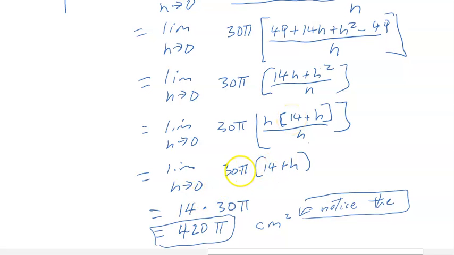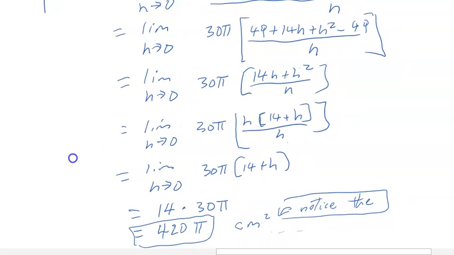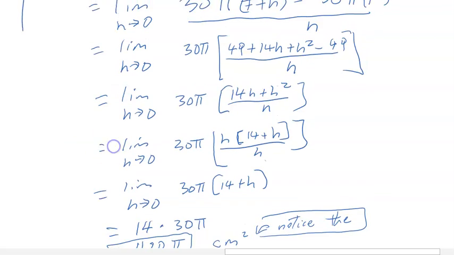So we are left with 14 times 30 pi. Our final answer will be 420 pi. Our answer is in centimeters squared. Notice, because we've taken the derivative, our centimeters cubed volume became, after we differentiate volume, the formula, and our units will be for area. So that's 420 pi centimeters squared.